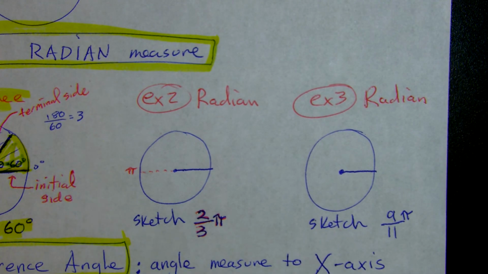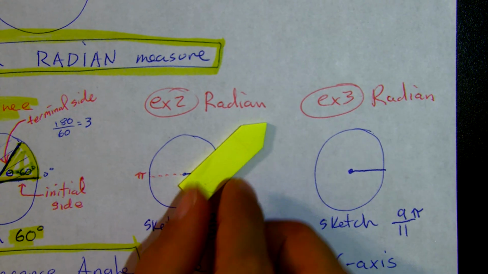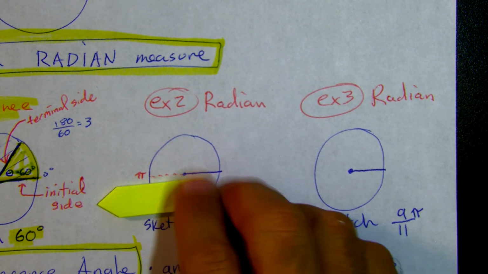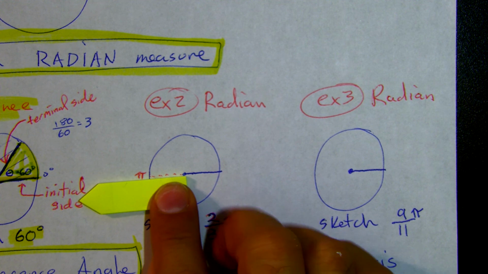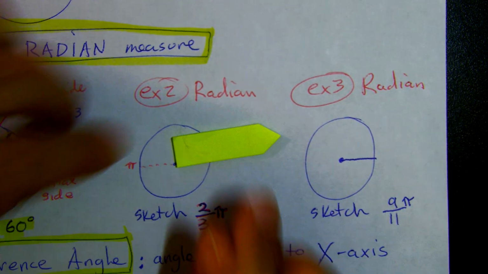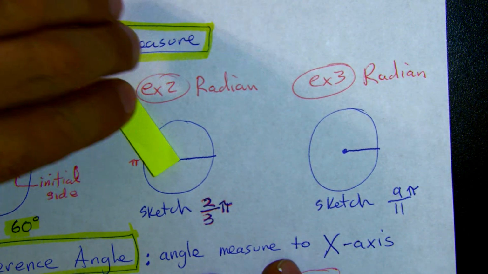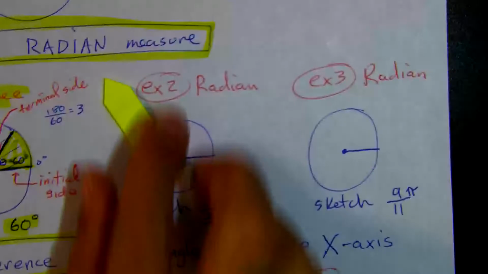2/3 pi. So to me, what that tells me is I need to go opening up. Instead of going 3/3 pi, 3/3 would be going all the way around. That's 1 pi. I need to go 2/3. I need to go 2/3 about right there.